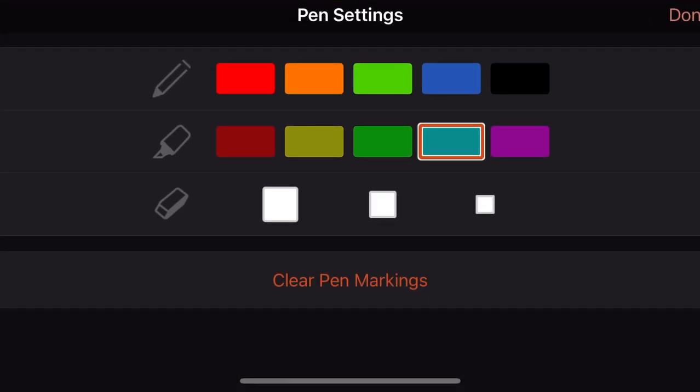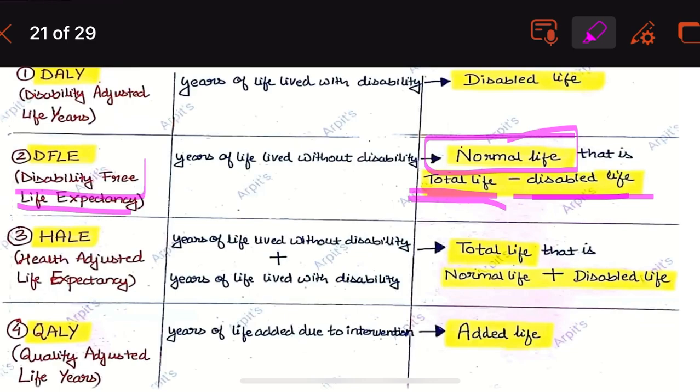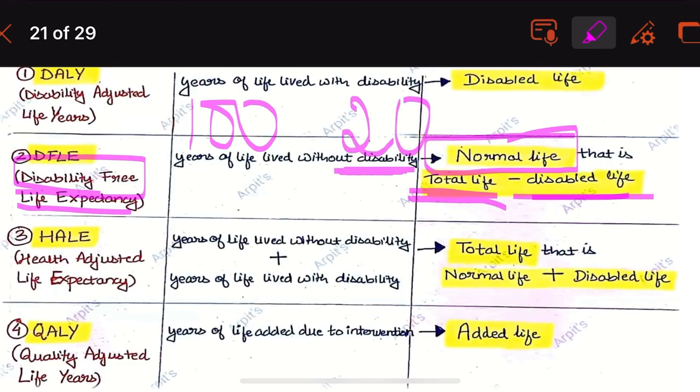Moving further, we have disability free life expectancy. In disability free life expectancy, it means the normal life, which is nothing but the total life of the patient minus the disabled life. It shows how many years he was free of that disability. Let us consider again. 100 years the person lived. At the age of 20 he met with an accident. At 60 years he got the treatment.